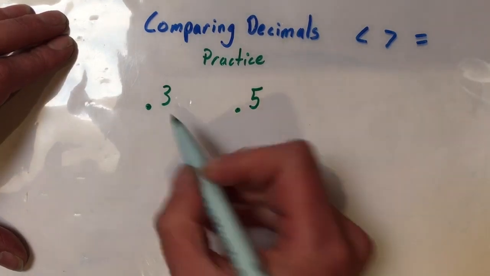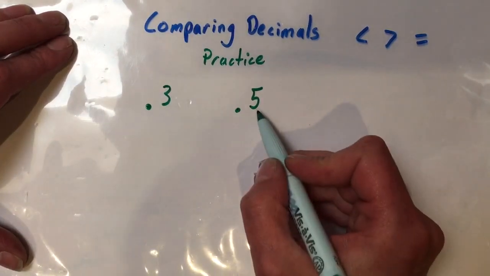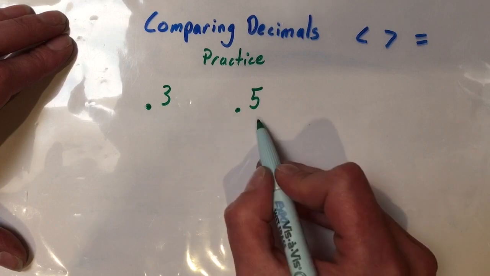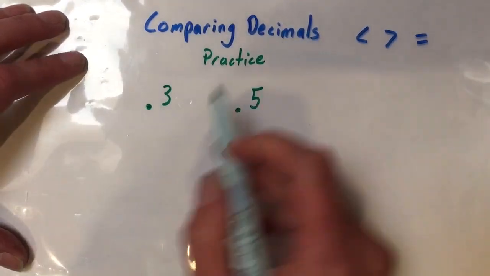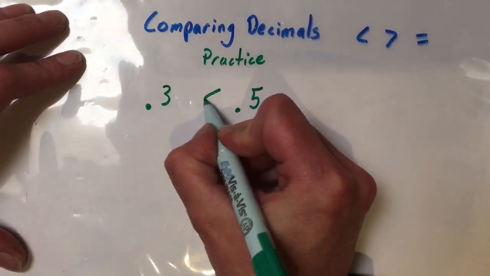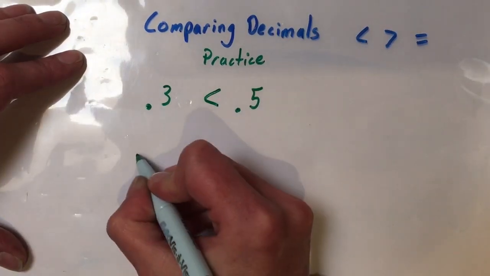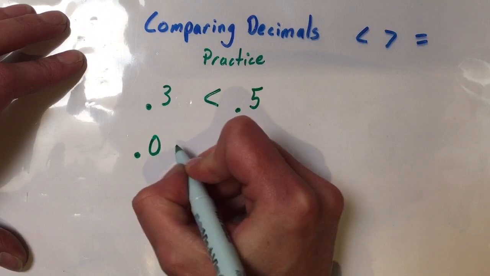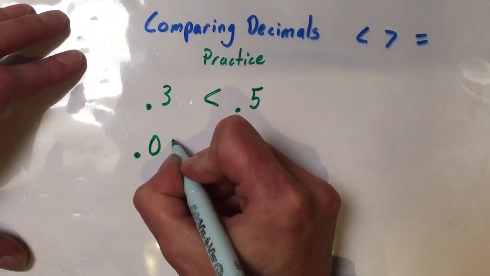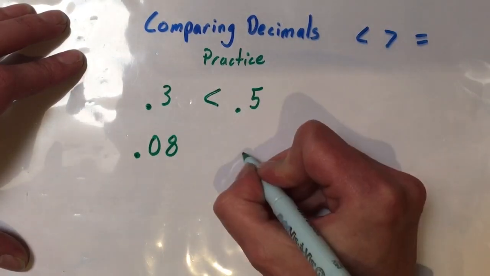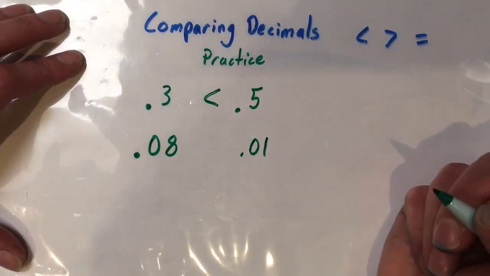Okay, if we think about this, this is 3 dimes and 5 dimes, or it could be 30 cents and 50 cents. In this case, since they both have the same place value already, we know that 5/10 is more than 3/10. Try this one. What about 8/100 or 1/100?